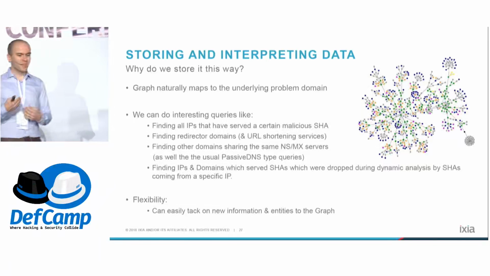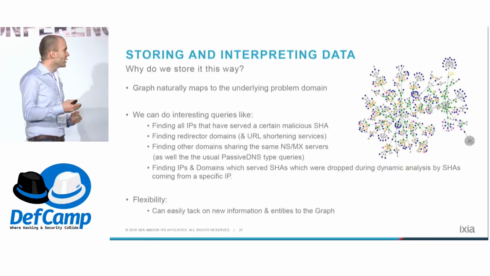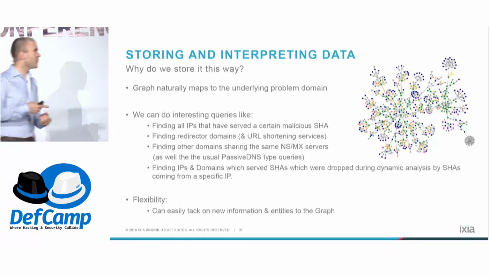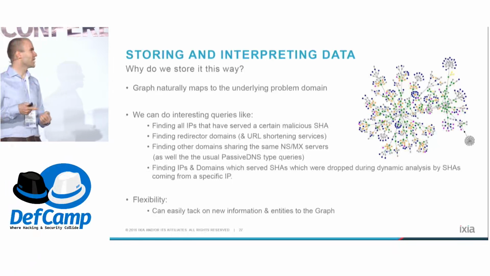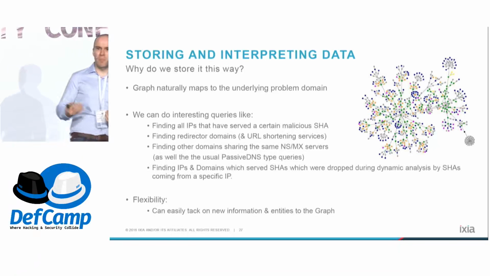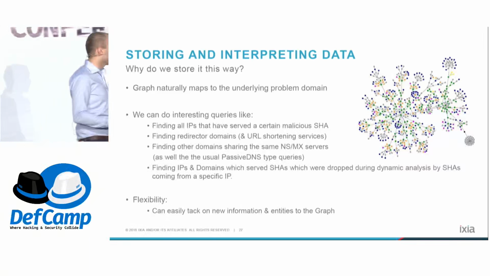And one complicated query, and I'll let you digest this: finding IPs and domains which served SHAs which were dropped by dynamic analysis, by SHAs coming from a specific IP. So this is kind of the power you get by using a graph database, at least for threat intelligence.